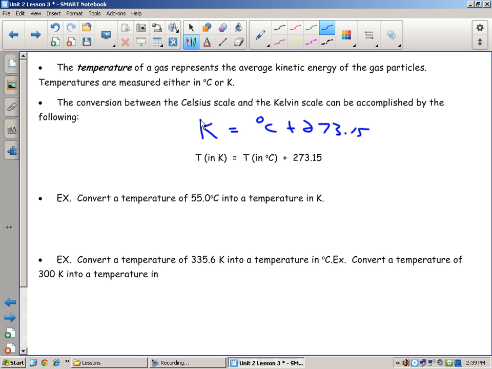If you want to find degrees Celsius, you take the Kelvin minus 273.15. Kelvin minus 273.15. Those are your two formulas that give you vice versa: Kelvin into Celsius, Celsius into Kelvin. Really, after a while, it's going to become second nature to you.